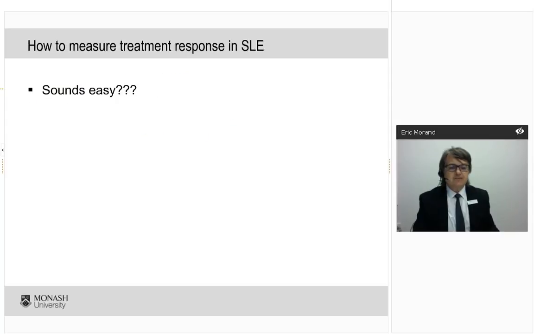So in relation to the first 2 questions about how do we measure treatment response to lupus, it sounds like it should be easy, right? How to measure whether a patient is getting better sounds like it should be the easiest thing in the world. Well, the trouble is in lupus, because as I showed you, it's a disease that can affect multiple organs, it's been very difficult over the years to develop a way to simply measure how patients are doing with SLE.